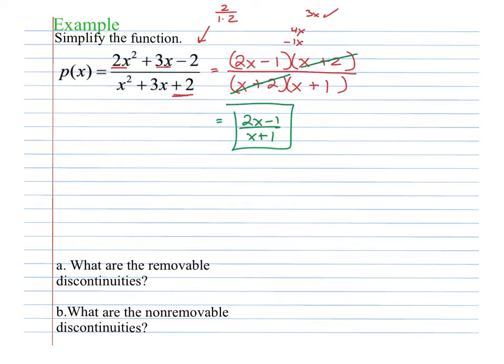What our removable discontinuity would be, since I had canceled the x plus 2 in both the numerator and denominator, that means I'm going to have a discontinuity at x equals -2. What are my non-removable discontinuities? I'm going to look at my denominator, and I have x plus 1. So that means my vertical asymptote is going to be x is equal to -1. That's my vertical asymptote.